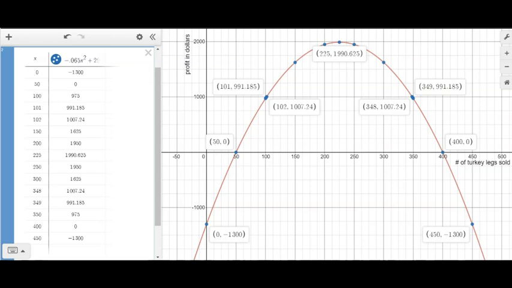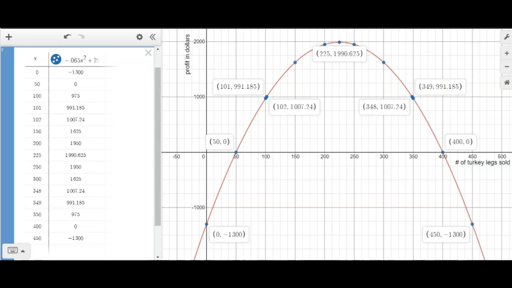But a couple of key features. If we look at our x-intercepts, what those represent are the numbers of turkey legs that represent zero profit. Those would be our break-even points, meaning the expense of the $1,300 is equal to the income for selling 50 turkey legs. Same thing here when we look at 400, 0. If we sell 400 turkey legs, we again have a zero profit. And then down here at 450 turkey legs, we would be back down to negative $1,300.